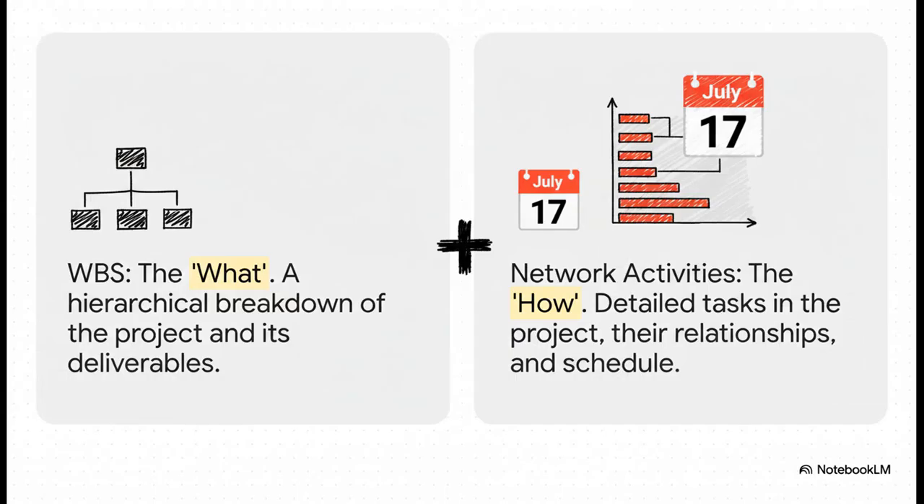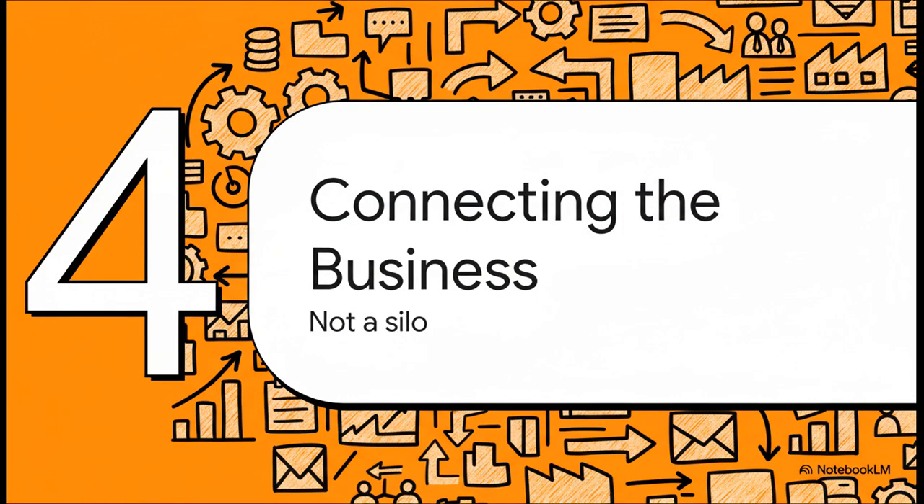And it's really important to get this distinction. The WBS defines what you are building, those major chunks, the deliverables. The network activities, on the other hand, define how you're going to build them, the step-by-step tasks, who does what first, and the actual schedule. You need both the what and the how working together to have a complete plan. But here's the real magic, the absolute game changer.